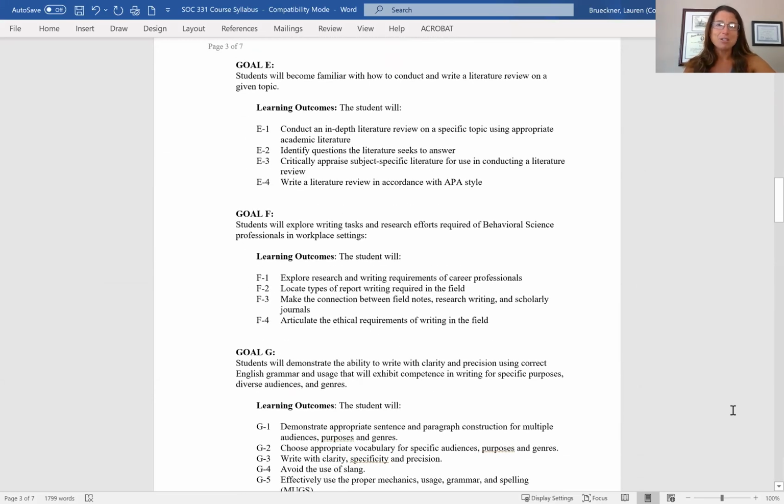Goal E is to become familiar with how to conduct and write a literature review on a given topic. So you will be choosing a specific topic, which will then lead into SOC 340. If you can, you're welcome to change, but it might be beneficial to choose a topic that you like now so that you can utilize it for both courses. So you are going to conduct an in-depth literature review, meaning that you are doing research on information that already exists on the specific topic of your choosing.